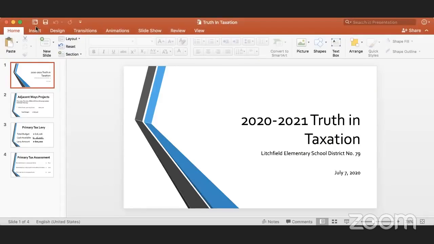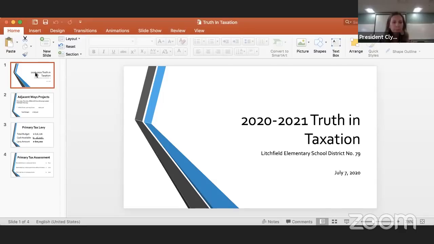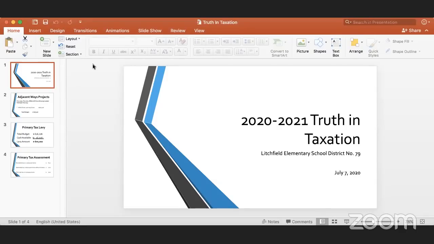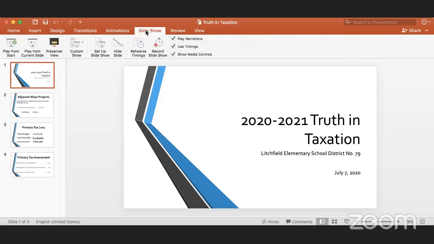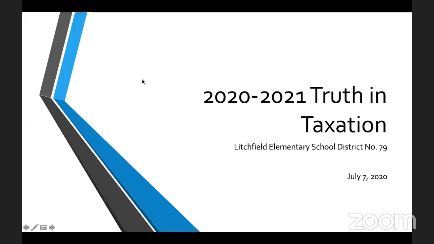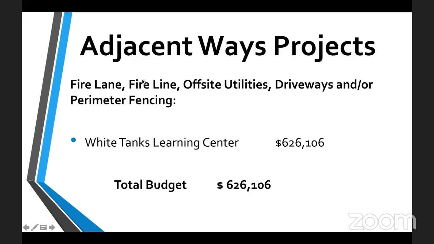Thank you. So one of the requirements is a truth in taxation notice to the public if we intend to increase our taxes for our primary rate. So next slide, please, Stevie. So adjacent ways is a fund that the district can levy a tax for fire lanes, fire lines, on-site utilities, driveways, and our perimeter fencing.